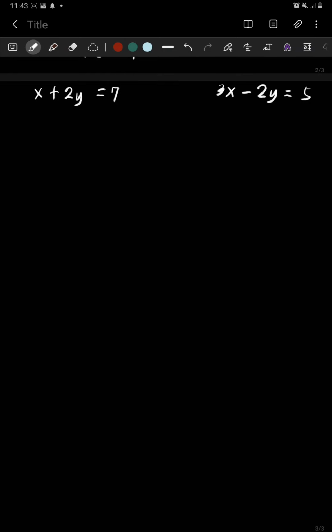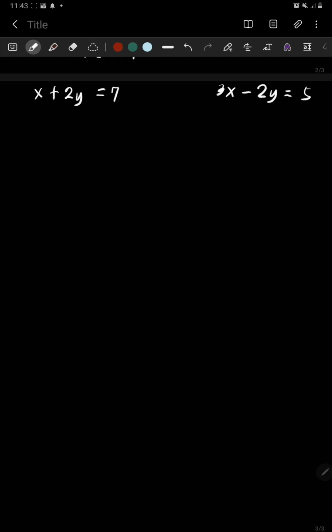System x plus 2y equals 7 and 3x minus 2y equals 5. So we're going to solve this using the graphing method. We're going to find its solution. To use the graphing method, of course, we need to graph each equation.